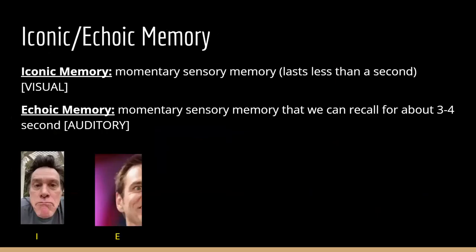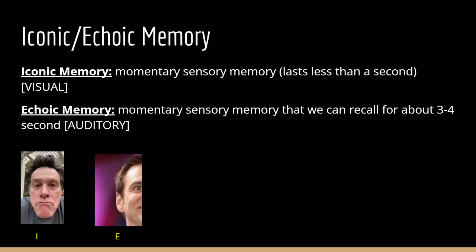Okay, and now let's talk about iconic and echoic memories. Iconic is talking about things that we can see. This lasts less than a second. Both of these are momentary sensory information. The difference is that iconic is visuals, and echoic is auditory. If you think of icon, that's usually a picture. Echo, that's a sound, right? Maybe that's a way you can remember it.